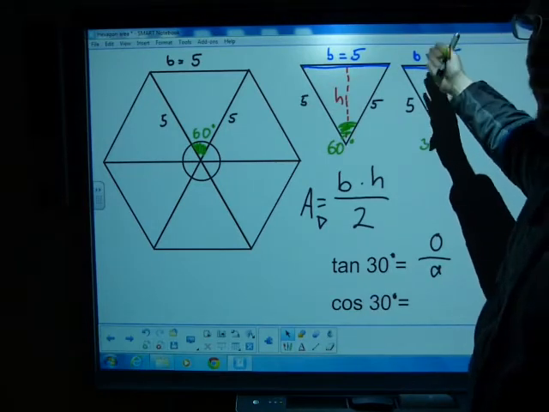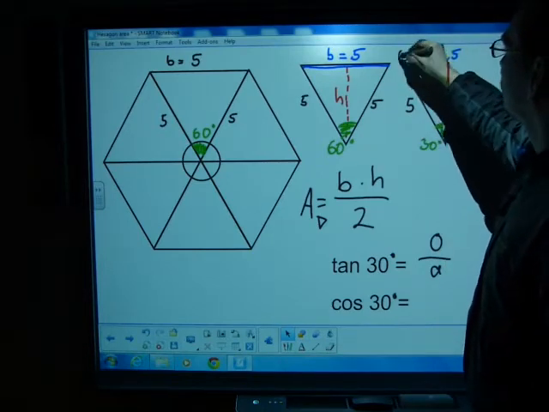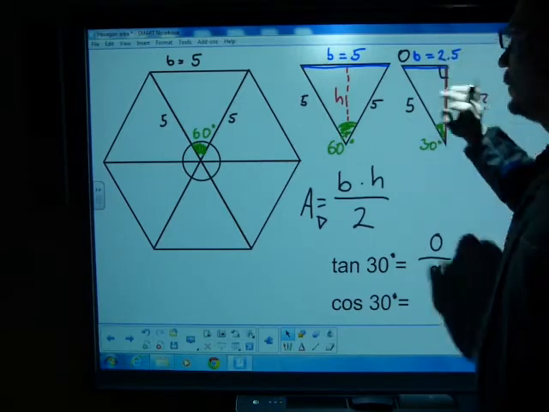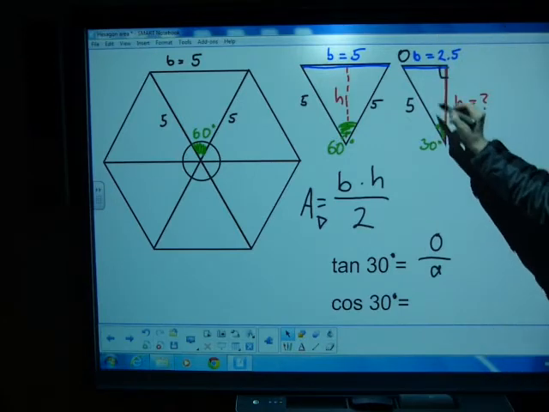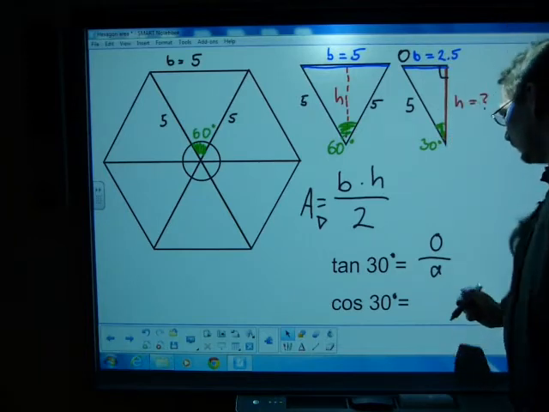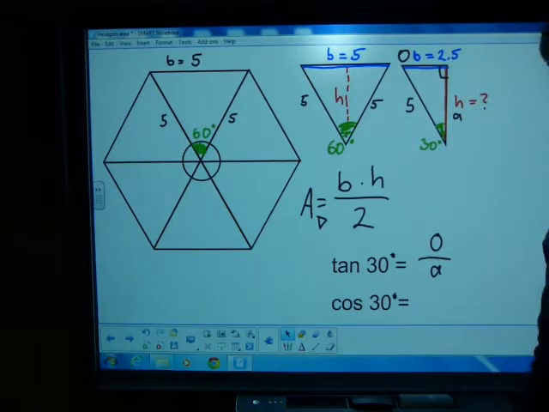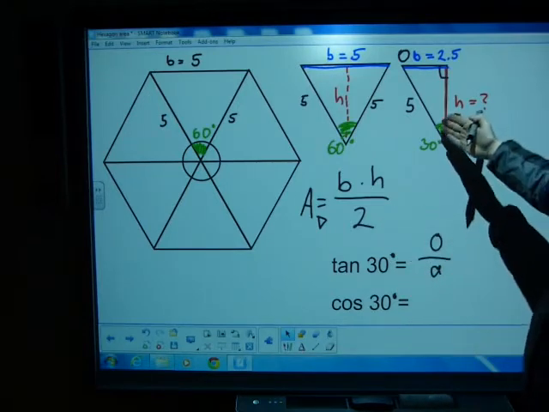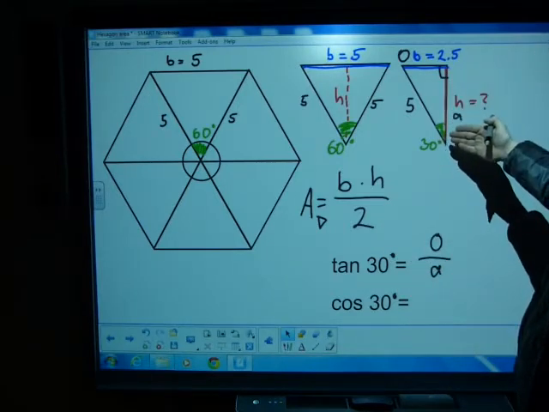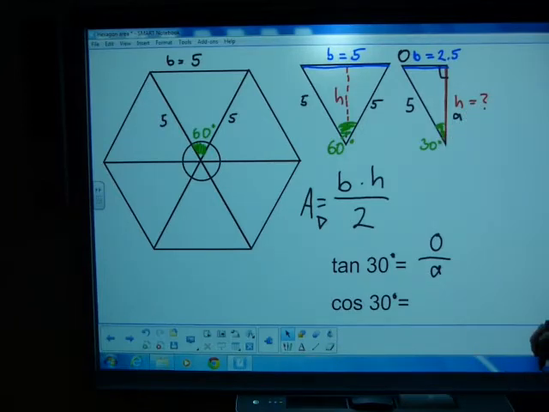So I have a new base, and this new base is what I'm going to refer to as the opposite side. That's not a zero, that's an opposite side, because this is the angle and that's the side opposite that angle. The height becomes the adjacent side. Adjacent means next to. So that side here, the height, is next to the 30-degree angle.